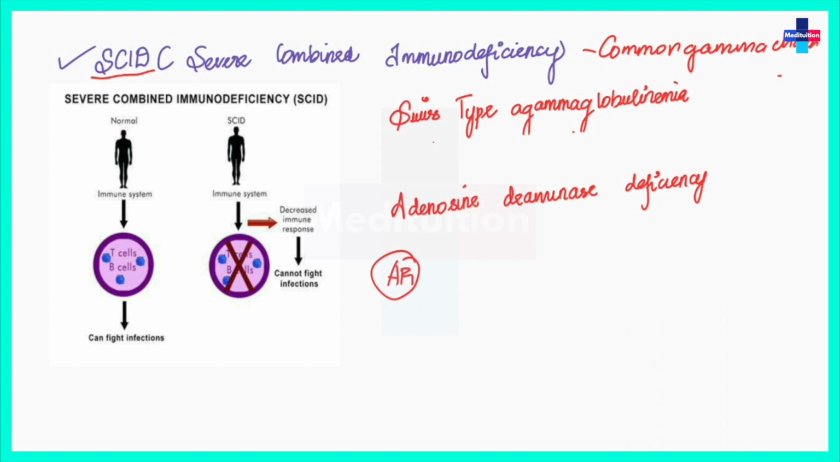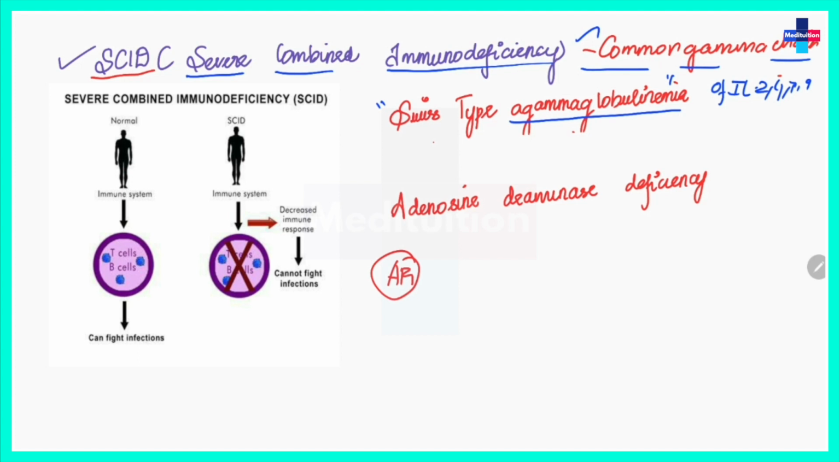The next disorder we will see is severe combined immunodeficiency. In severe combined immunodeficiency, there is going to be a defect in the common gamma chain of the interleukin 2, 4, 7 and 9 receptors. So this disorder is also called Swiss type agammaglobulinemia. So the most common defect in SCID is this common gamma chain defect in the interleukin 2, 4, 7, 9 receptors. And the second most common defect in SCID is adenosine deaminase deficiency.